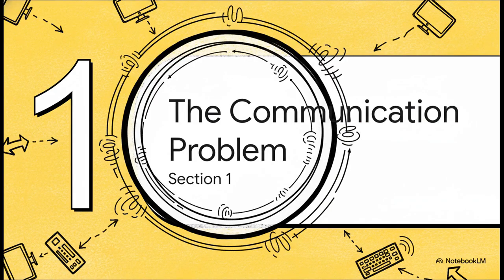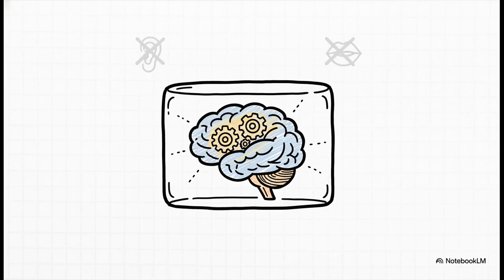All right, Section 1, the communication problem. Before we can even think about solving it, we have to appreciate just how isolated a C program really is right out of the box. You know, you can almost think of it like a brain in a jar. It's in there, capable of all this incredible thinking, but it's totally cut off from the world. It has no mouth to speak, no ears to hear. It's just a silent genius. To build that bridge to the outside, we need to give it some very specific tools.